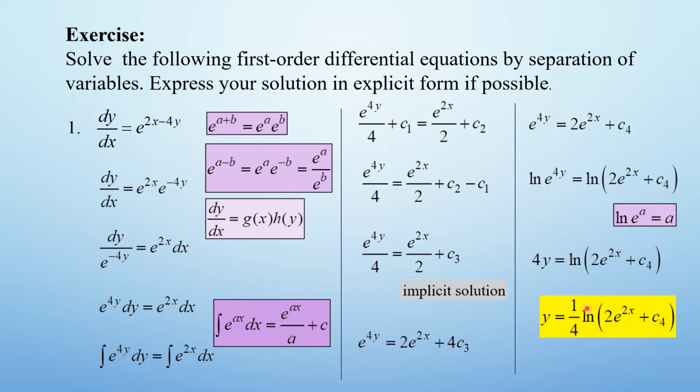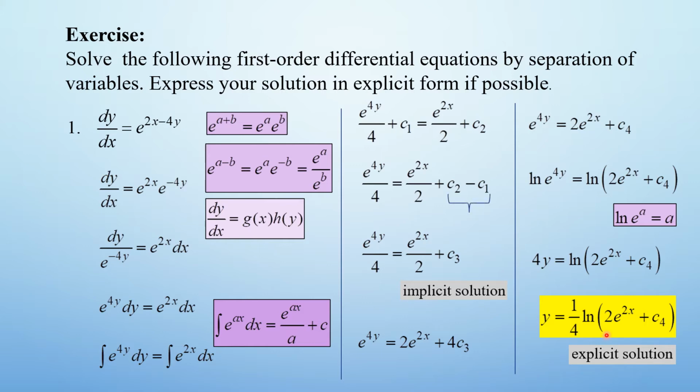And this solution is now in explicit form because the solution is expressed in the form of y equals a function in x. Y is expressed explicitly in terms of x, and therefore we consider this as an explicit solution for the given separable equation.